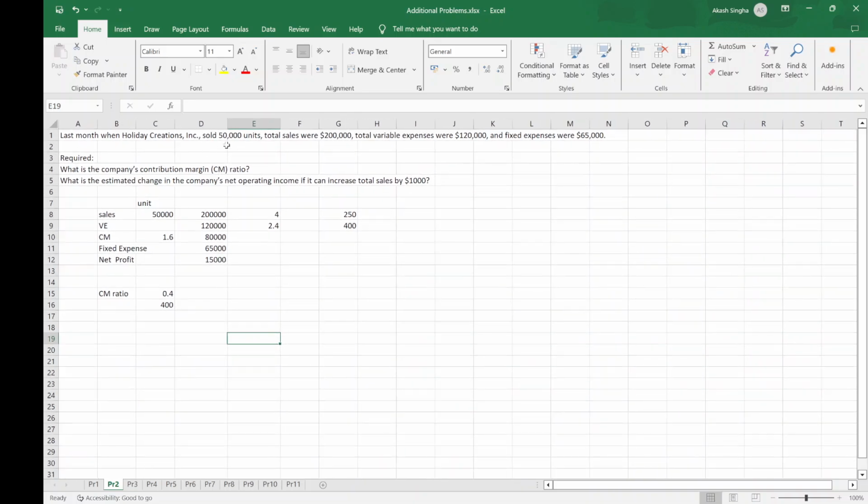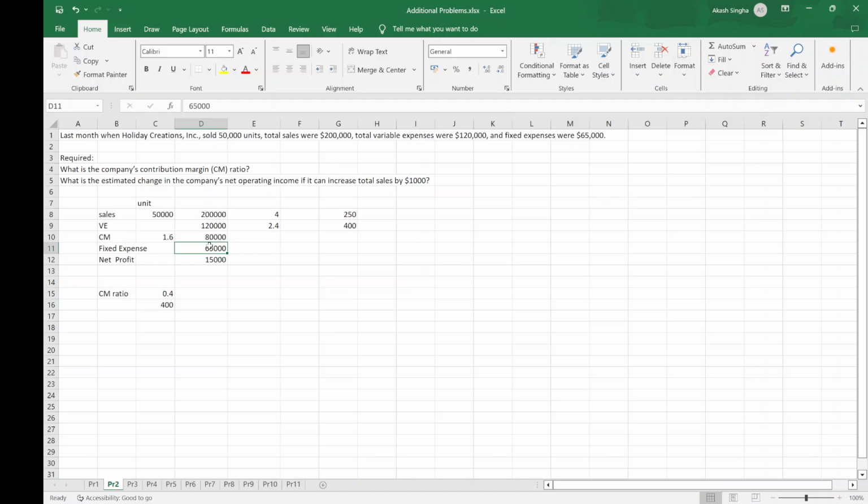Last month, on only 15,000 units, total sales were 2 lakh. Total variable expenses were 120,000 and fixed expenses were 65,000. So 2 lakh were the sales, 1.2 lakh variable expense, 50,000 units. Per unit, the selling price was 4, variable cost was 2.4, contribution margin was 1.6 per unit, which totals 80,000, and 65,000 was the fixed expense. So net profit was 15,000.